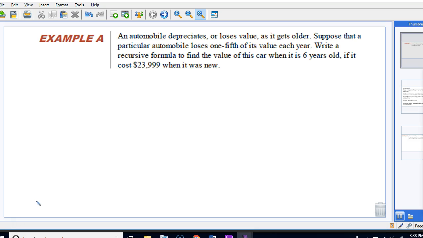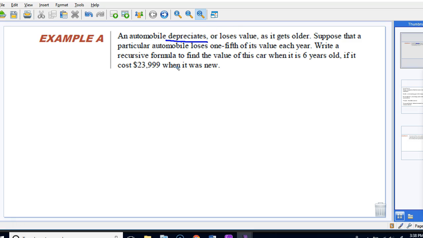Hey everybody, welcome to 1.2, which is growth and decay models. So here is our first example. An automobile depreciates. When I say depreciate, that means it loses value as it gets older. Suppose that a particular automobile loses 1/5 of its value each year. Write a recursive formula to find the value of this car when it is 6 years old if it cost $23,999 when it was new.